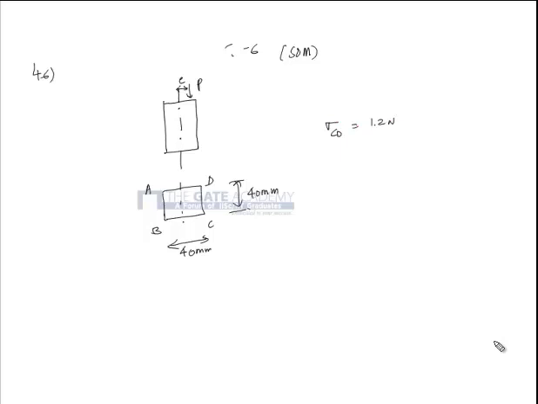The stress along CD is 1.2 Newton per mm square. So obviously this will be compressive. And what is the stress along AB? That is what is asked. And the load value is given as 1600 newtons.